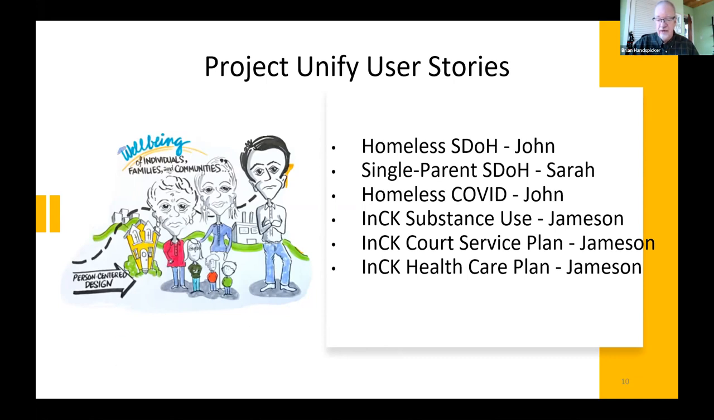Ultimately, how do we define health care plans across child welfare, healthcare, and behavioral healthcare in order to address Jameson's substance abuse challenges? Next slide.